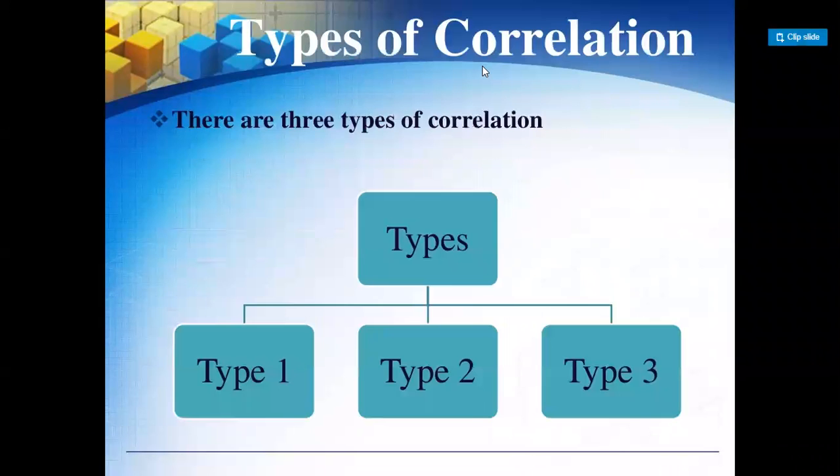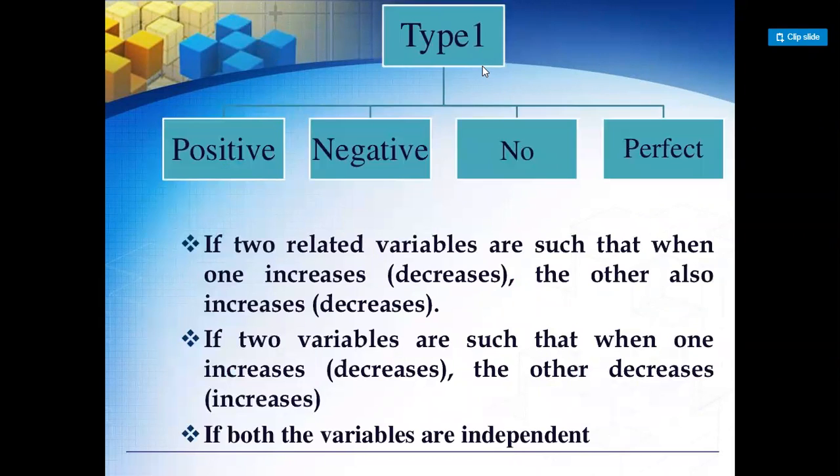So now we are going to discuss the three types of correlations. Type 1 is positive or negative, or no or perfect correlation. First of all, we will discuss the positive and negative correlation.